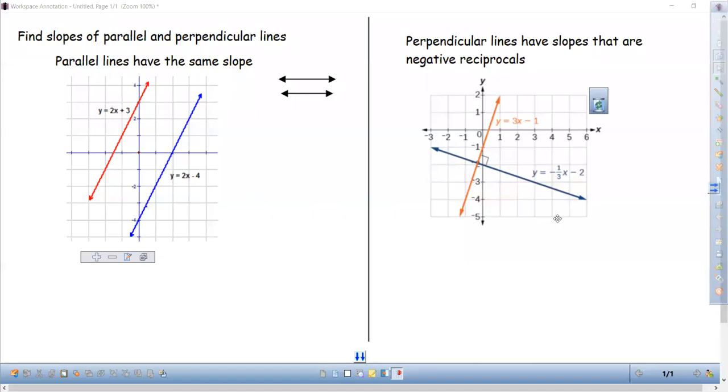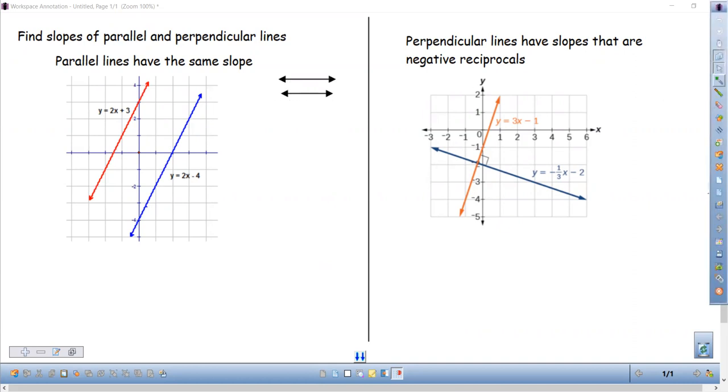In this video, we're going to find the slopes of parallel and perpendicular lines. The first thing we want to find is the slopes of these parallel lines that are already here on the graph. If you don't know, parallel means they will never touch. They will forever go in the same direction.